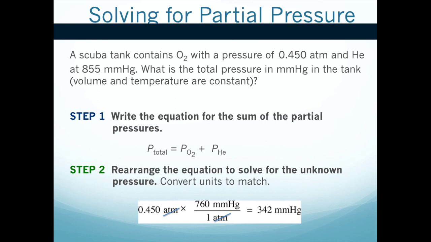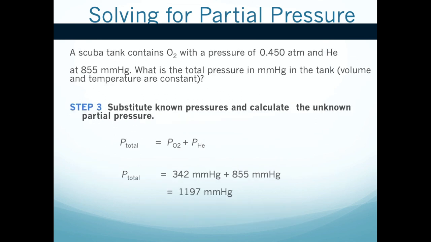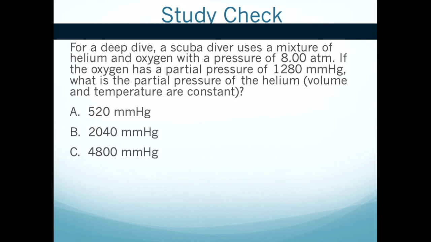However, again, notice that your units are not the same. Your pressure of oxygen is in atmospheres, your pressure of helium is in torr. Since we want our final answer in torr as well, I would recommend converting your atmospheres into torr. So we take our 0.45 atmospheres, multiply by 760 millimeters of mercury per atmosphere, and we get 342 millimeters of mercury, or 342 torr, it's the same thing. Then we add that to our pressure of helium. So 342 plus 855 gives us a total pressure of 1,197 torr. That's it.